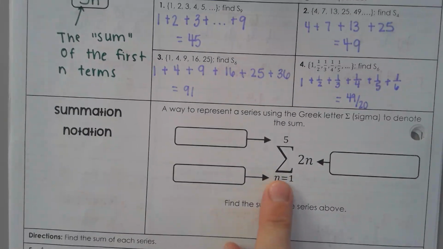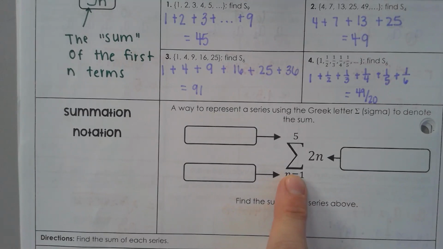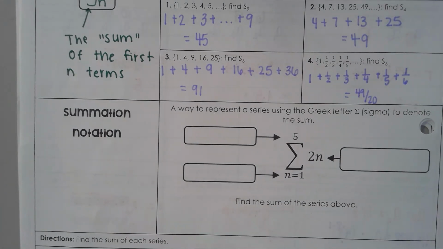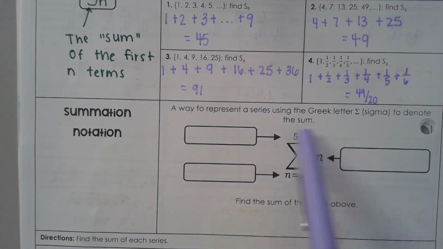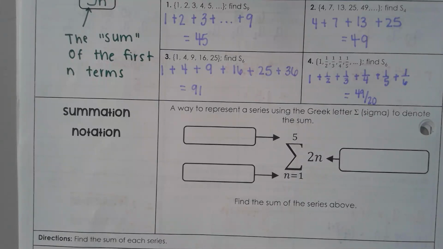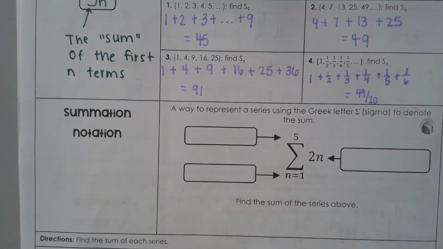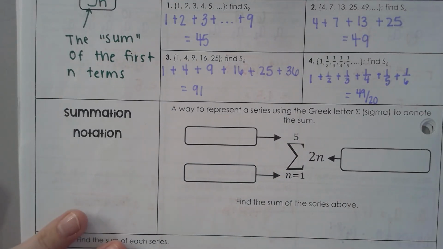So this right here is a Greek letter. You may know what it is. Sigma. Right there. That is sigma. And sigma means the sum. So whenever you see that in math, it's representing the sum.